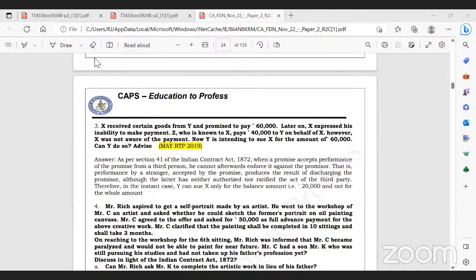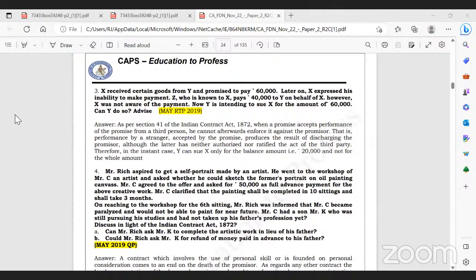So remember, acceptance made by a third party is valid acceptance. No, so now he can accept only 20,000 because he has already accepted 40,000 from a third party, sir.